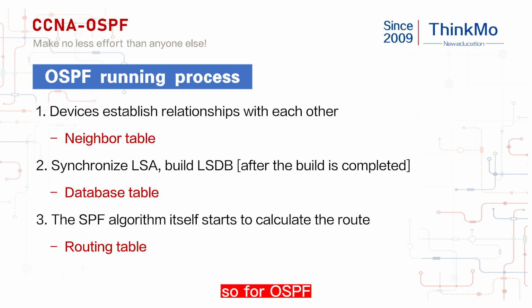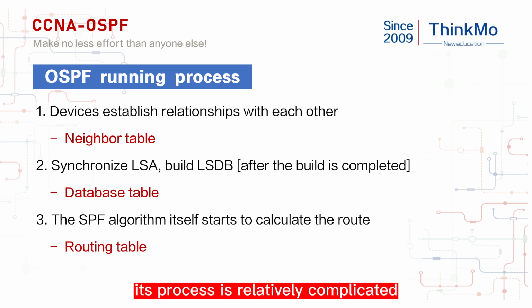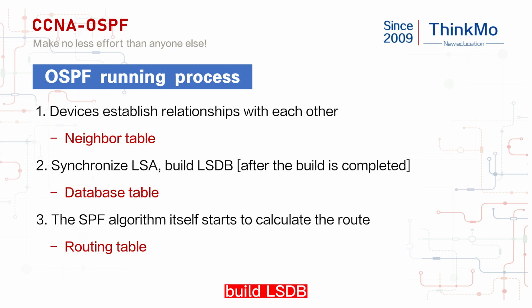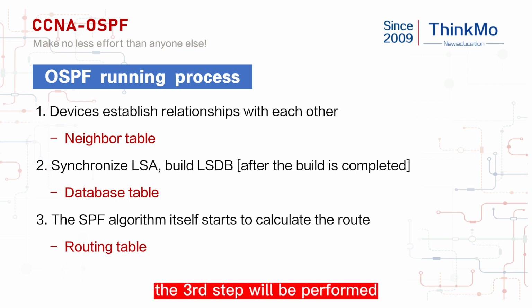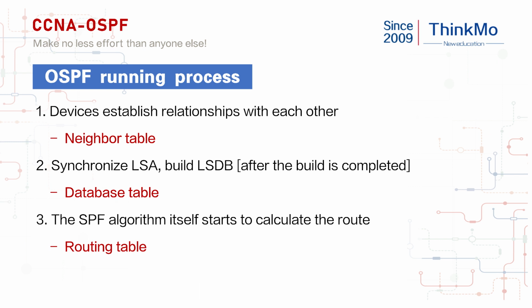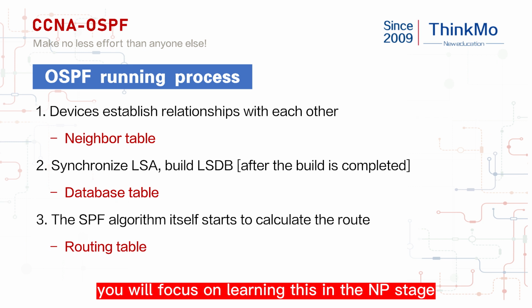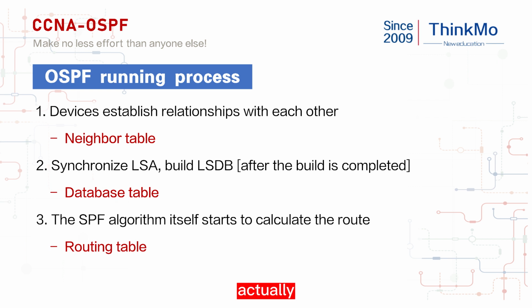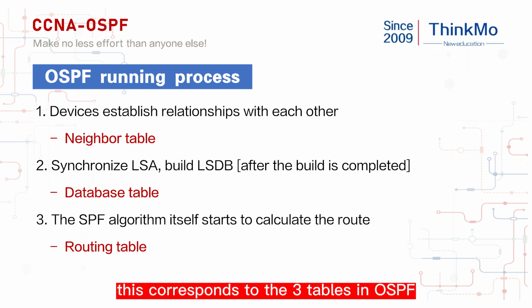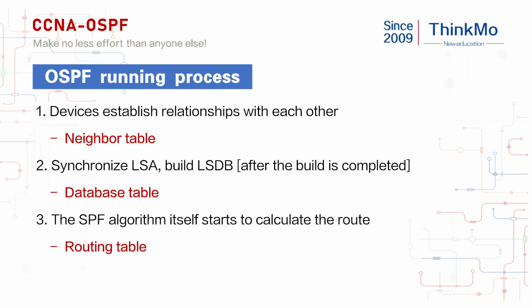So for OSPF, its process is relatively complicated. Devices need to establish a relationship with each other. Second, synchronize LSA and build the LSDB. The third step will be performed after the construction is completed. This is its process. You will focus on learning this in the NP stage. We will learn today how to build relationships. Actually, this corresponds to the three tables in OSPF: neighbor table, database table, and routing table, corresponding to three steps.